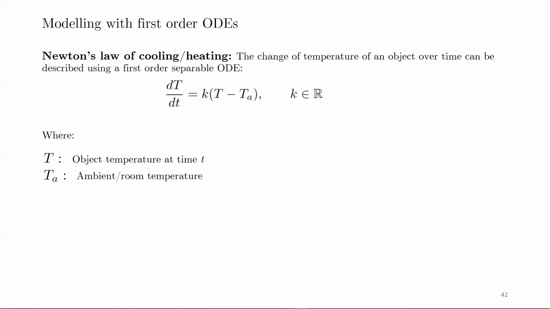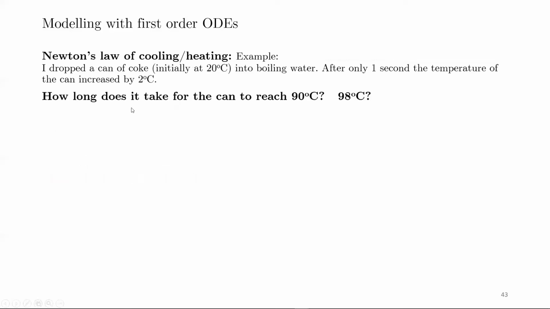Okay, so let's look at an example of this. Well, I didn't use a cake. I dropped a can of Coke, apparently. My example is I dropped a can of Coke, which is initially at 20 degrees, into boiling water. This must have been some kind of science experiment. After only 1 second, somehow I knew that the temperature of the can had increased by 2 degrees Celsius. I'm assuming here that the can heats up as one mass, one body, which is obviously a simplification, but let's go with it for now.